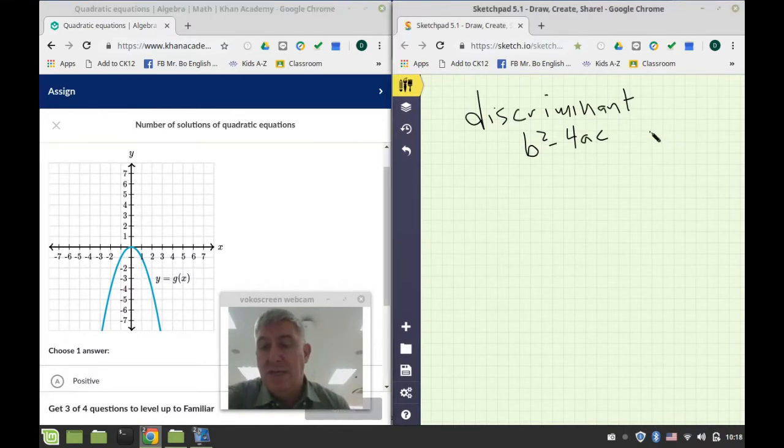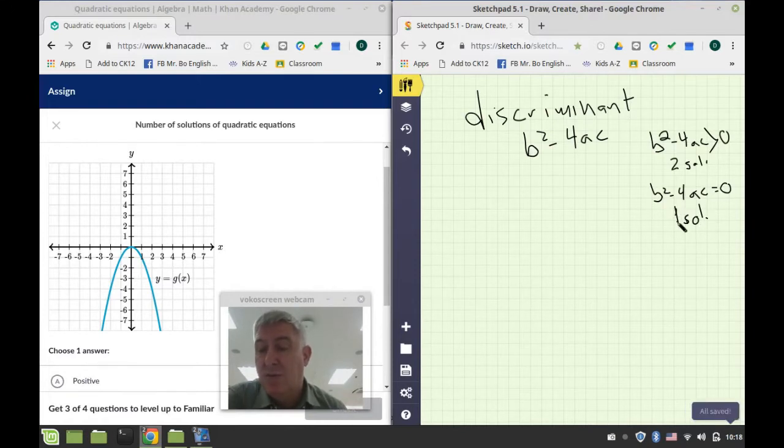that if b squared minus 4ac is greater than 0, we get two solutions. And if b squared minus 4ac is equal to 0, then we have plus and minus 0 in our quadratic formula. We have a plus 0 and minus 0, so we have only one solution. A 1, not an L.